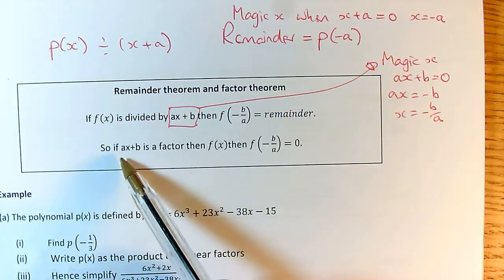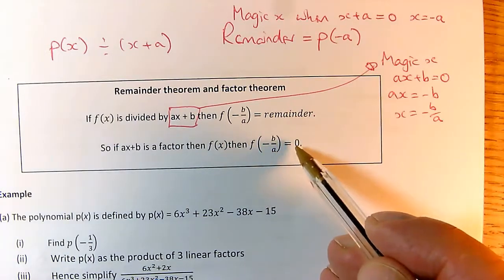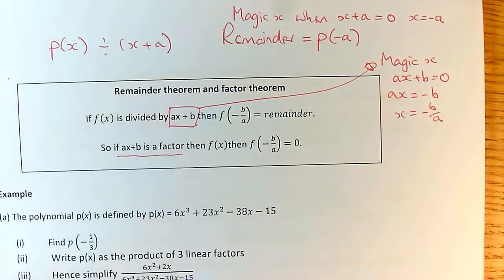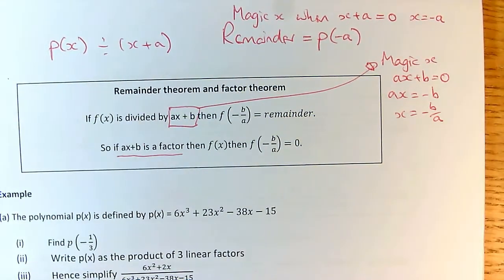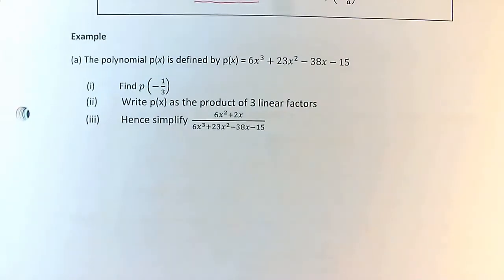And then the case where the remainder is 0: if when you put the magic x in you get 0, that means the remainder is 0, which means that the bracket is a factor. That's just another bit of language we use when the remainder happens to be 0. Okay, so let's have a look at this example now.